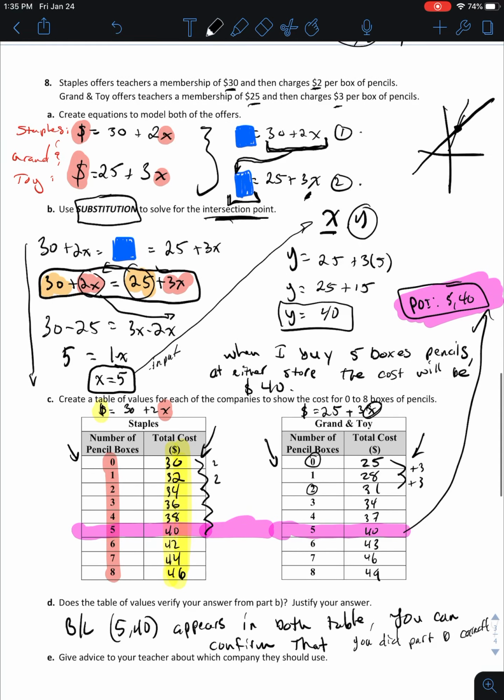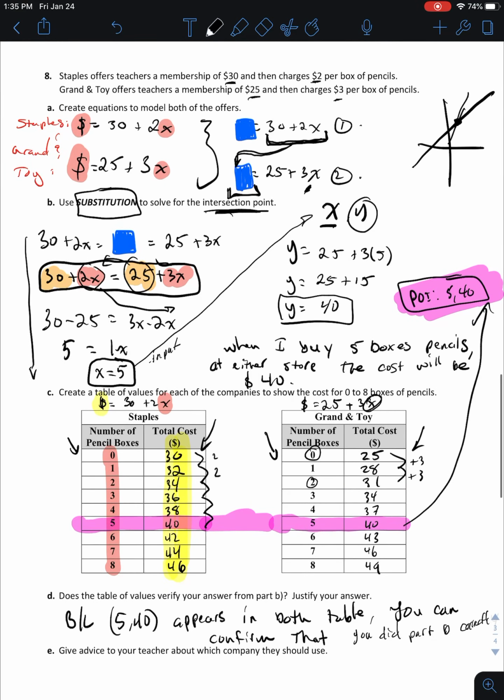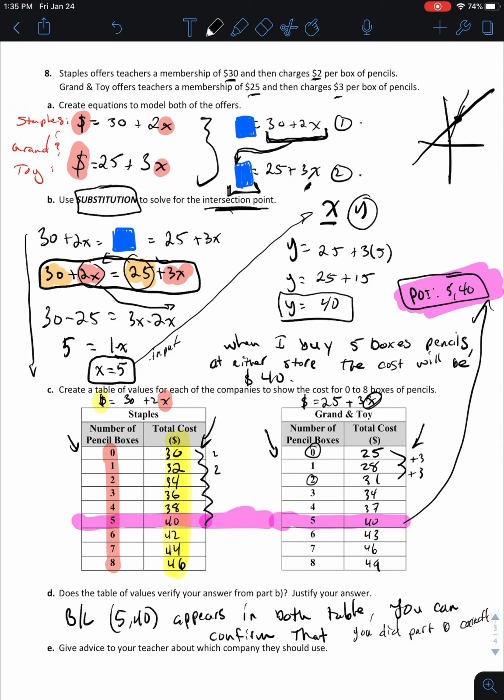So now you have to provide me advice, right? The teacher wants to know, if I'm going to go, who am I going to go buy pencils for? So give advice, right? You can use your table of values for this. You can look, okay, here's my decision point, 540. If I only want 5 boxes of pencils, then it does not matter if I go to Staples or if I go to Grand and Toy.